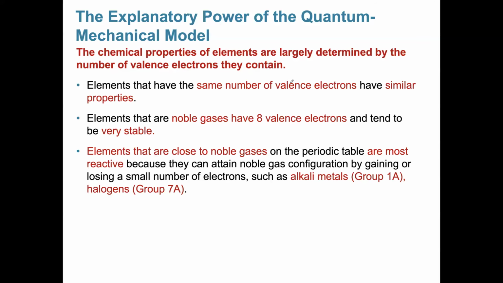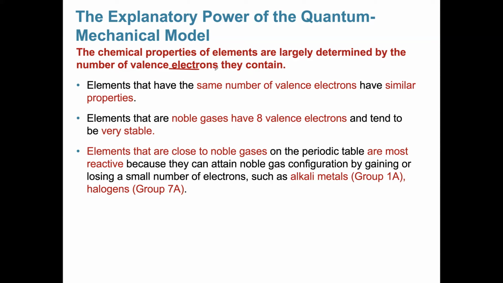Now we understand the valence electrons of different atoms. So we know that the valence electrons are the ones that participate in chemical reactions. So the chemical properties of elements are largely determined by the number of valence electrons they contain. So elements that have the same number of valence electrons, in general, have similar properties.